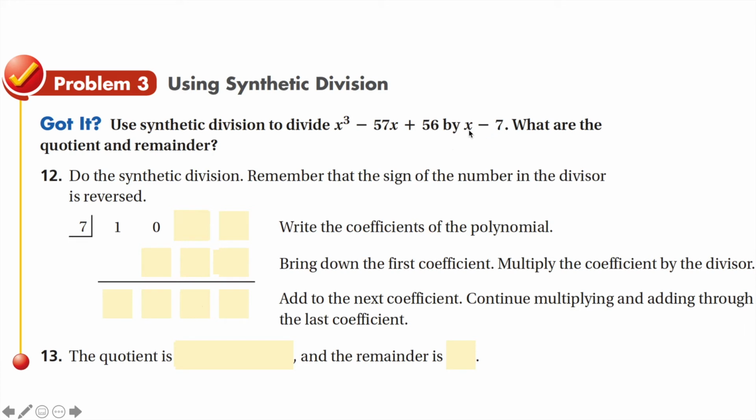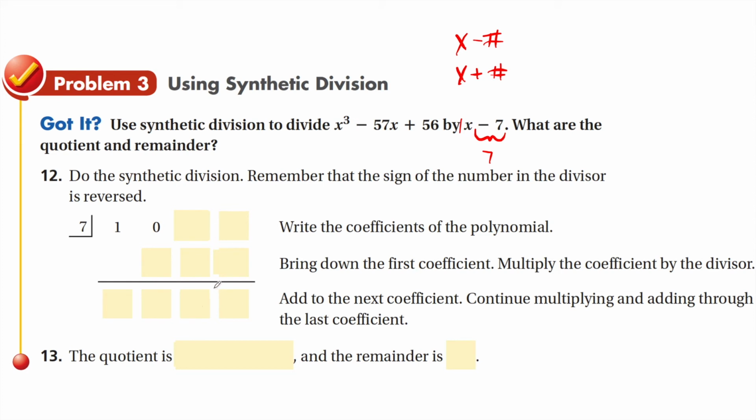And you also have to make sure that we always start with a linear binomial and the leading coefficient needs to be 1. In other words, it needs to be an x or a variable minus or plus some number in order for us to even use synthetic division. Now, they reversed the number, so it started with a negative 7, which is why it became a positive 7 that they write in the top left corner.